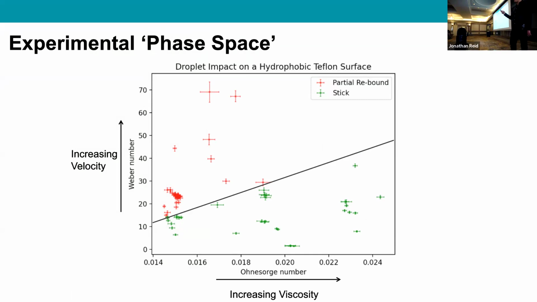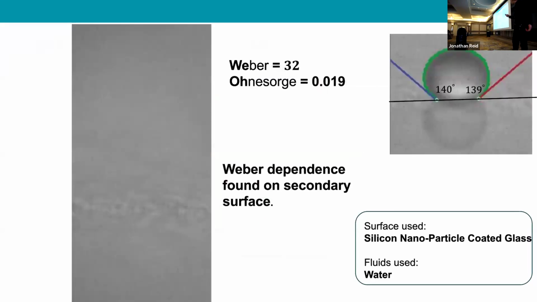Of course, this is just for Teflon. We wanted to verify this worked for other surfaces. So we also bounced things off a silicon nanoparticle coated surface. We got much more prominent bouncing, and importantly, we also got Weber dependence. So we had this experimental result that we could see Weber and Ohnesorge dependence on our bouncing, and we still have the same partial rebound dynamic with the small sessile part.